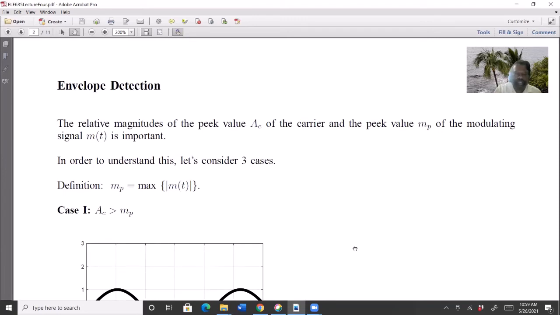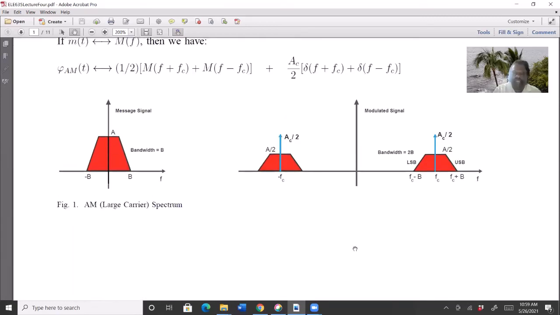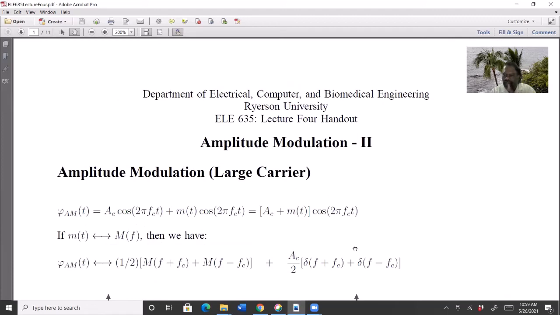Now, the important difference is the envelope detection. Let us see if the envelope detection is going to work in this case. Because I told you the main reason people came up with this scheme is to make envelope detection possible by just multiplying and then adding the carrier with the amplitude. But right now we are going to find out if A sub C is smaller than the peak value of the message signal, that's not good. If it is above that, then envelope detection is possible.